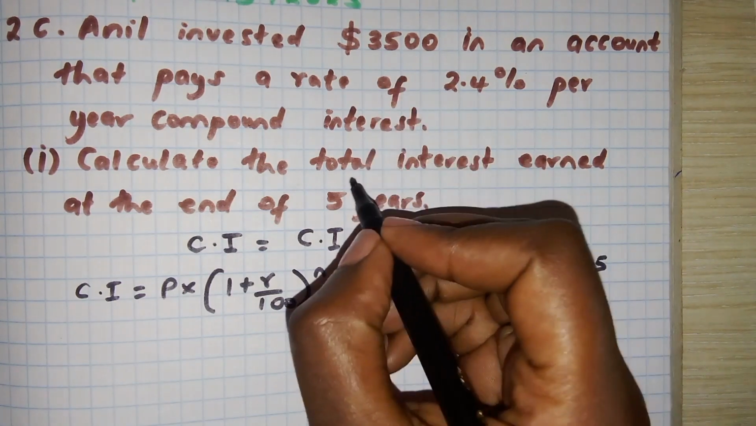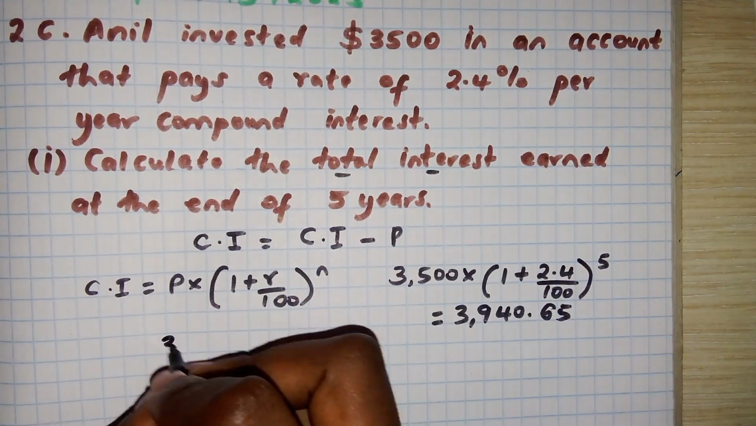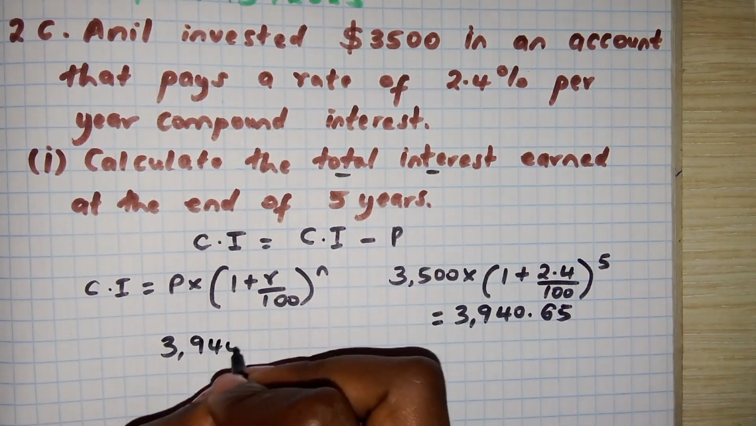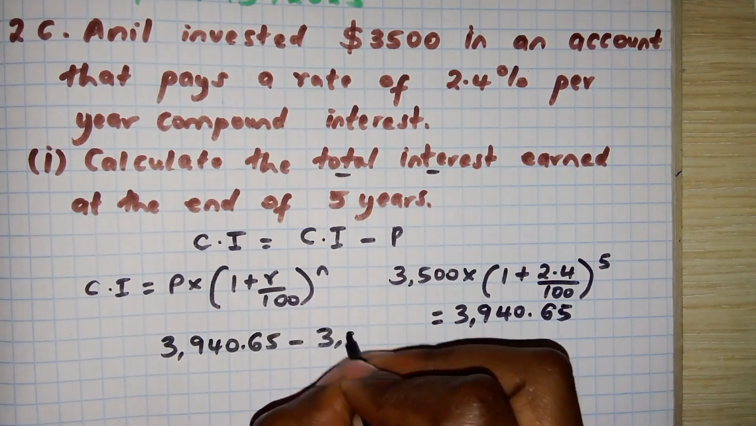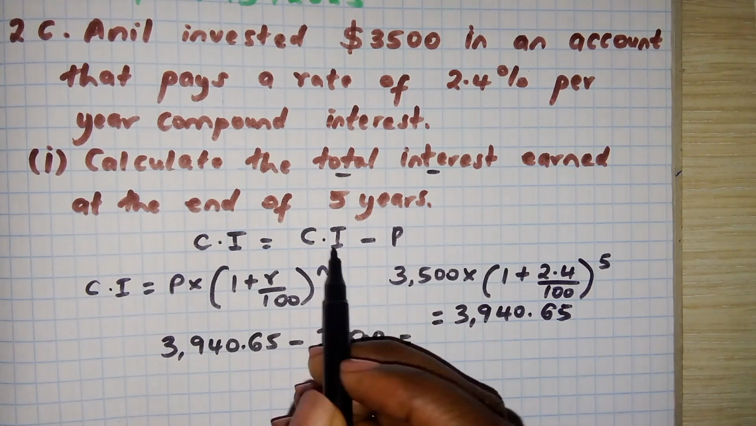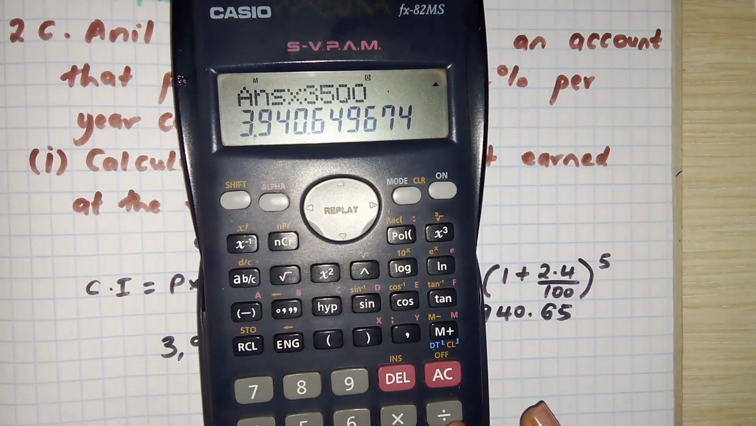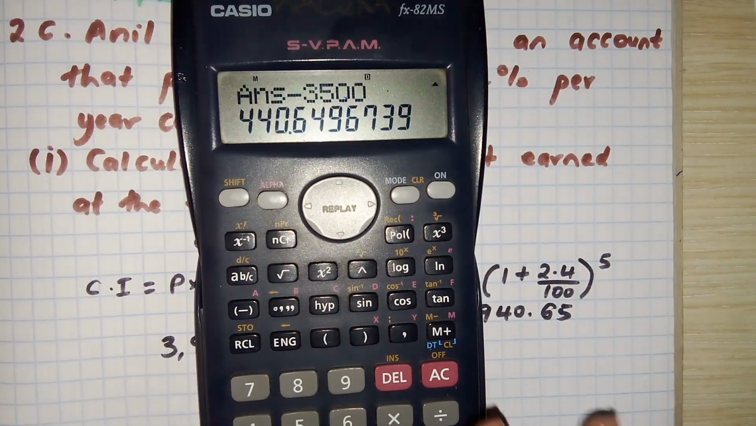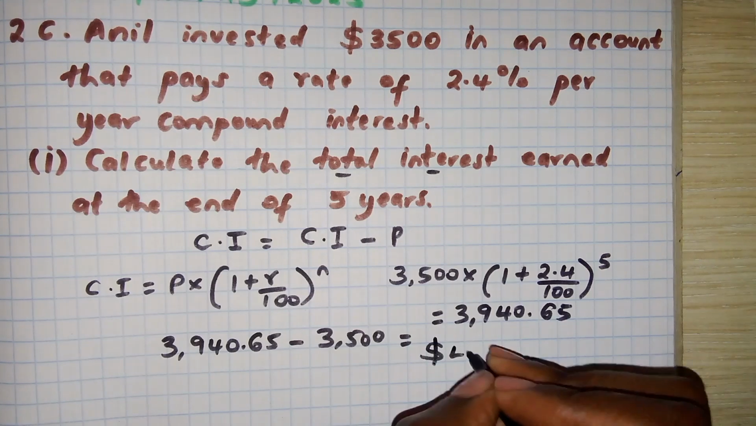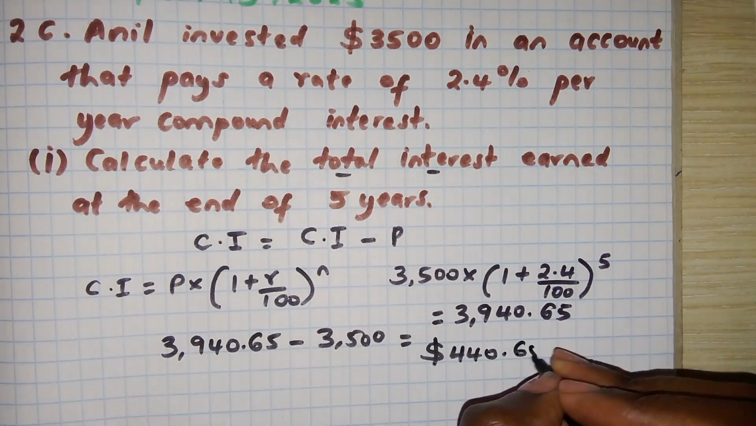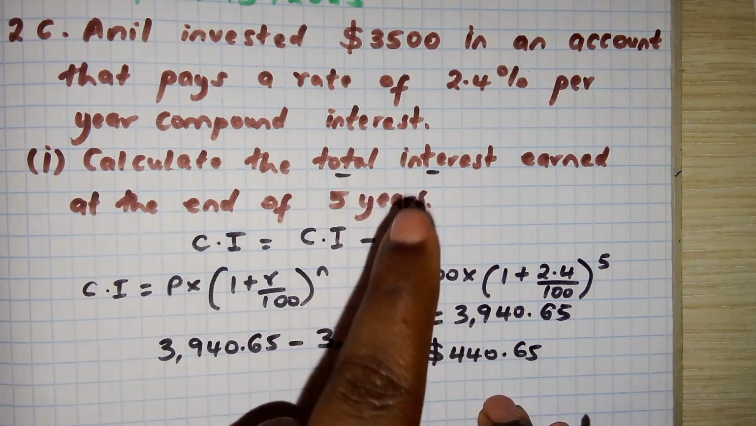To just find the interest earned after the 5 years, we'll take the total amount of money at the end of the 5 years minus the principal invested. So the CI minus the P. Minus 3,500, that will be 440.65. So this is the interest earned after the 5 years.